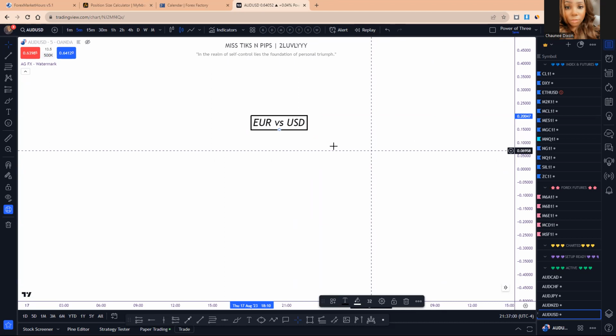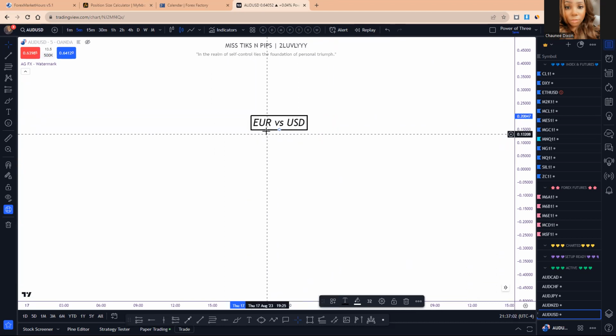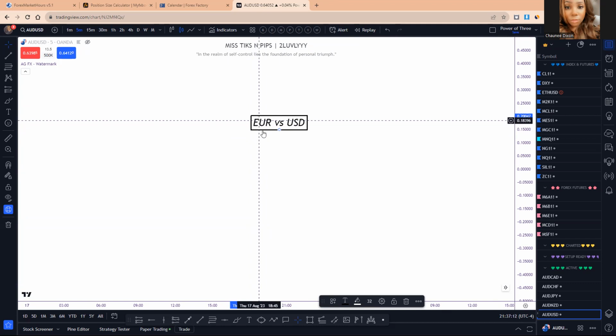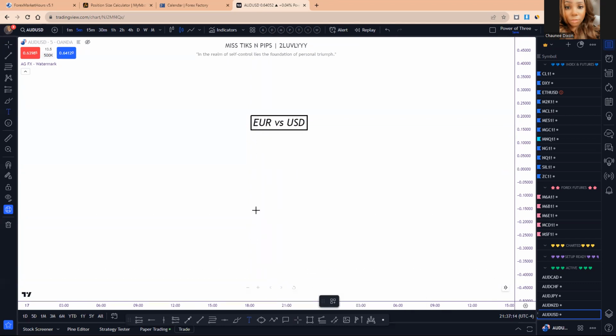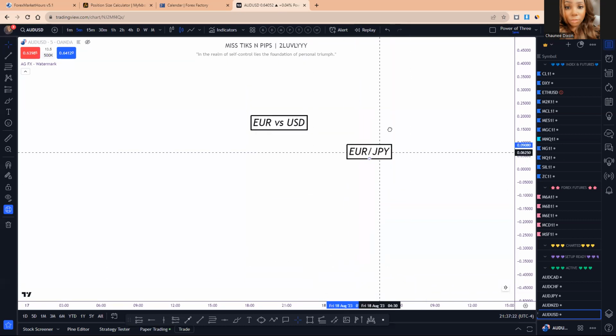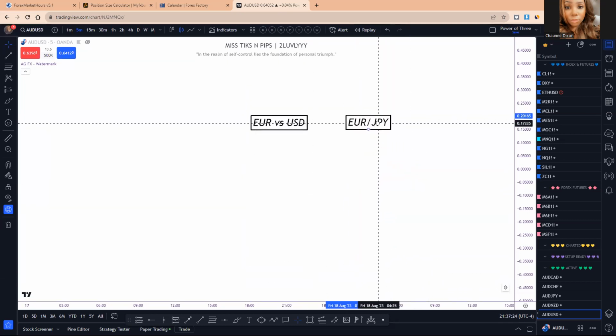So of course we have majors. Major pairs are usually paired with the US dollar, whether the US dollar is in the front or the back. So you have USD/JPY, EUR/USD. Those are most of your major pairs. Then you have minor or cross pairs. EUR/JPY is an example of a minor or cross pair.